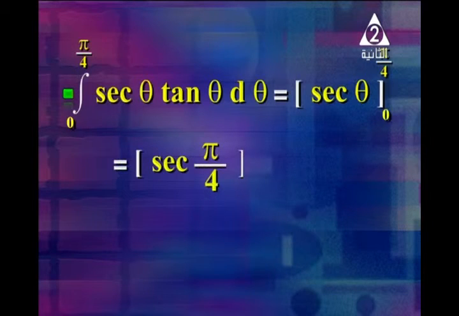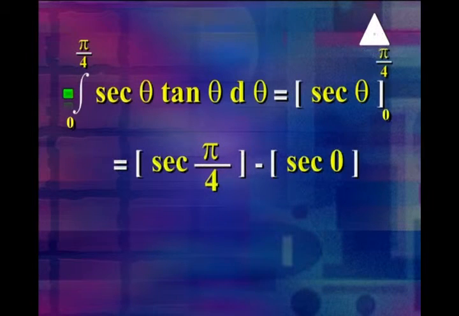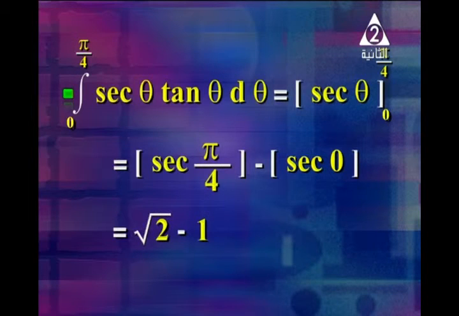Now we translate: what is the integration of sec theta tan theta d theta with respect to theta from 0 to pi over 4? Remember, pi over 4 equals 45 degrees. Then the integration of sec tan equals what? It is sec theta. The integration of sec tan equals sec from 0 to pi over 4. Substitution of theta is pi over 4. The answer equals square root 2 minus 1.